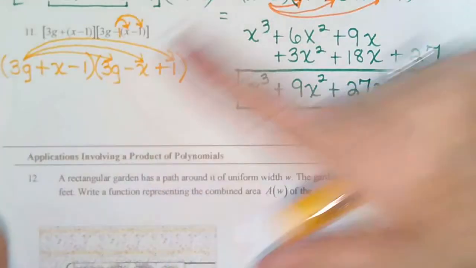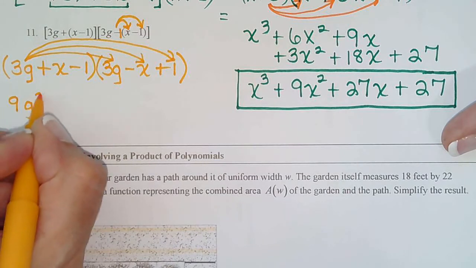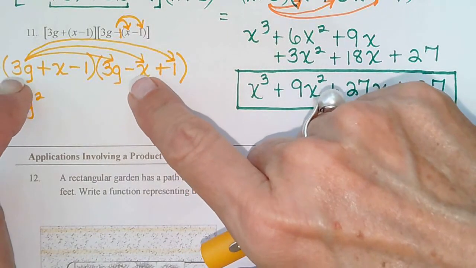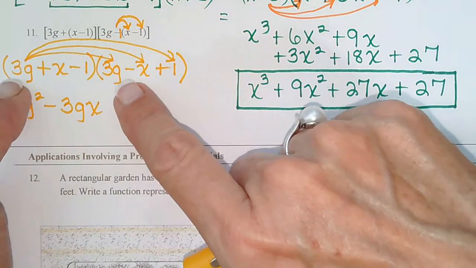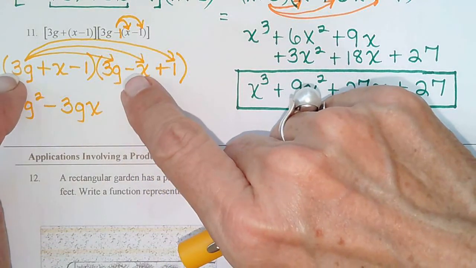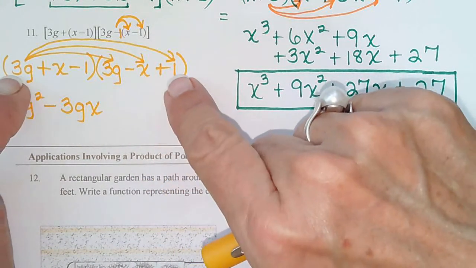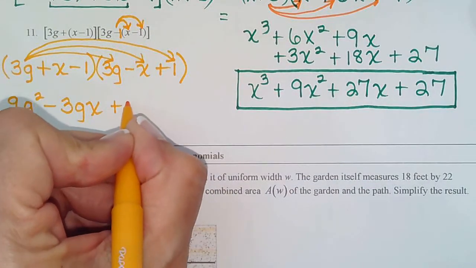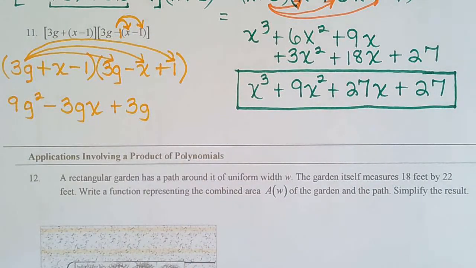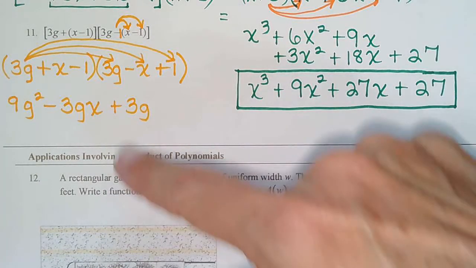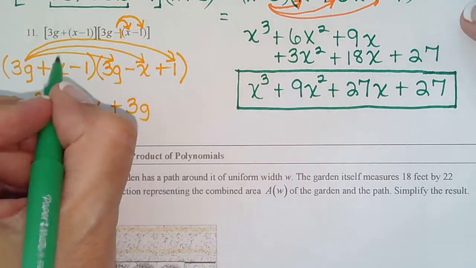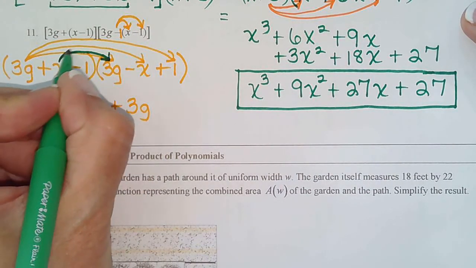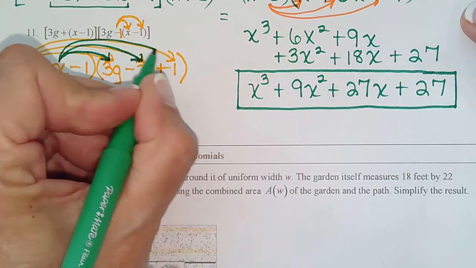So this gives me 9g squared minus 3gx. So positive times a negative is negative. So 9g squared minus 3gx plus 3g. And I think I'm just going to do a big string. I don't think I have room to put 3 tiers underneath, but we'll see if I can squeeze some in. So then I have second times first, second times second, second times third.